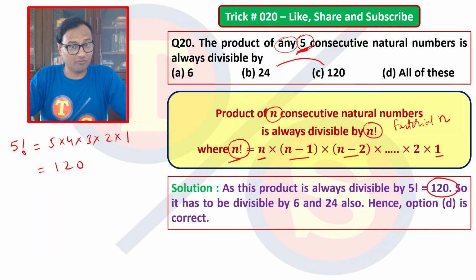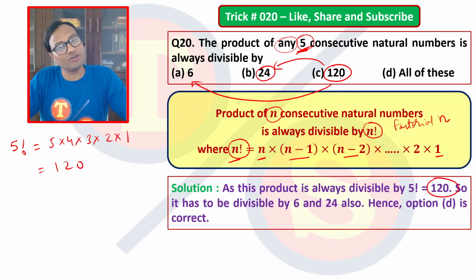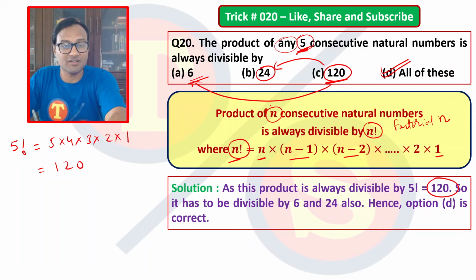24 is a factor of 120. So any number which is divisible by 120 will always be divisible by 24. Similarly, 6 is also a factor of 120. So any number divisible by 120 will always be divisible by 6. That is why all these are going to be factors of the given product. So answer option D will be the correct answer.